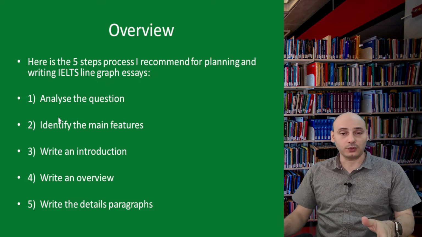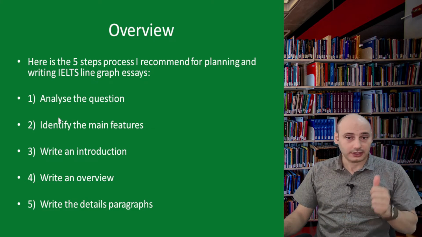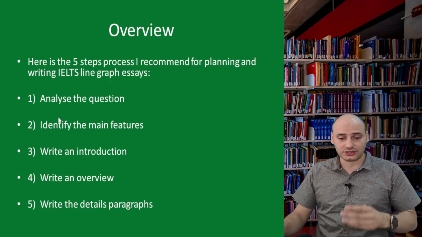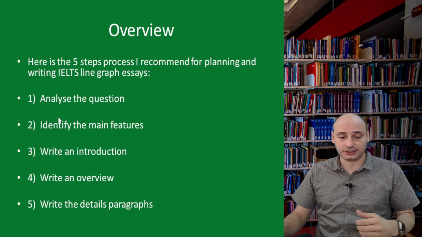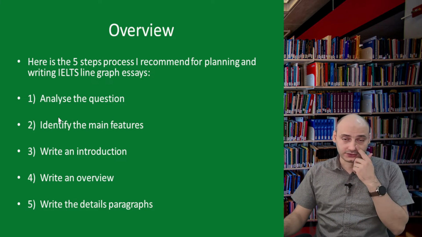So first of all, in order to write a line graph, you have to go through 5 main steps. Number 1, analyze the question. 2, identify the main features. 3, write an introduction and then an overview, and then write the details paragraphs.